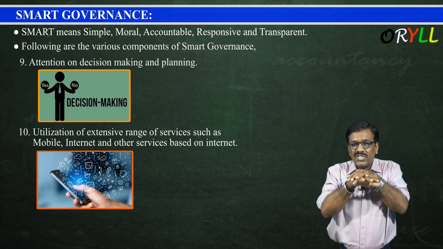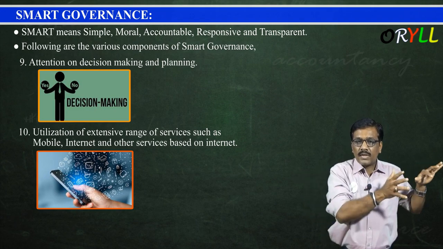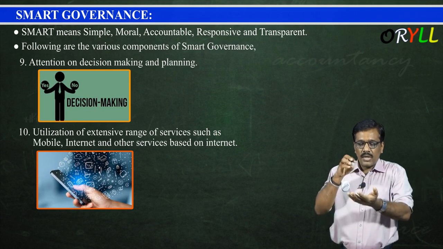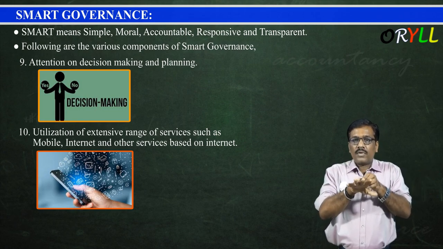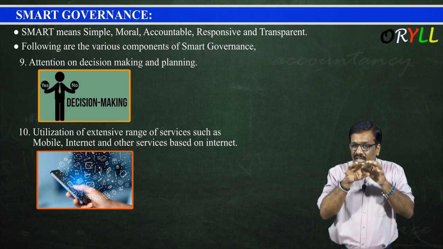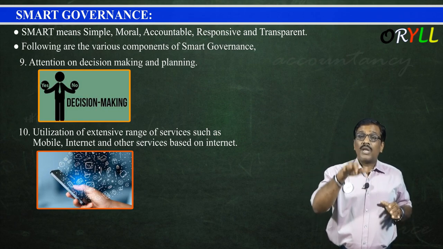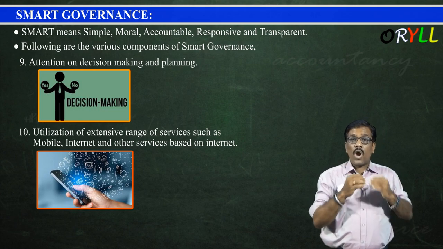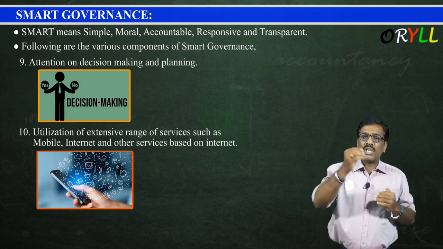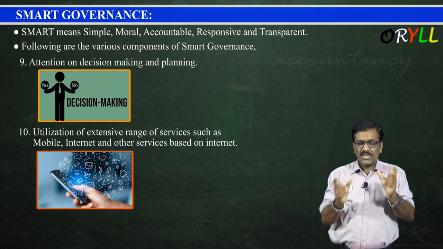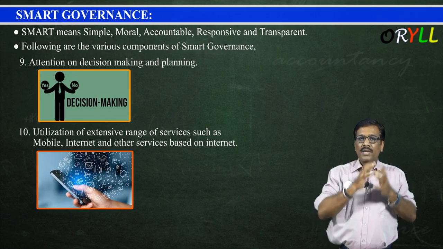Effectiveness means reaching everyone without leaving anyone, actually reaching your goal. If 100 families are there in that village, you are reaching all 100 families. That is called effectiveness. Efficiency means how fast you are reaching them, how fast you are giving them all the benefits. This is the difference between the two. So this is also a part of smart governance.